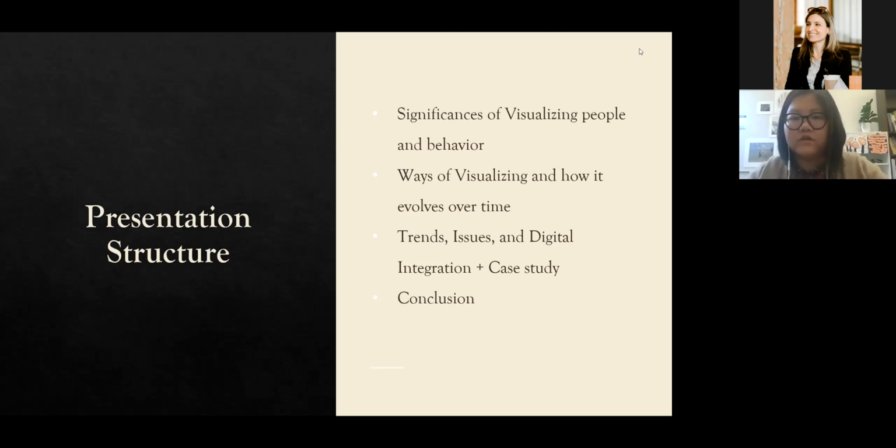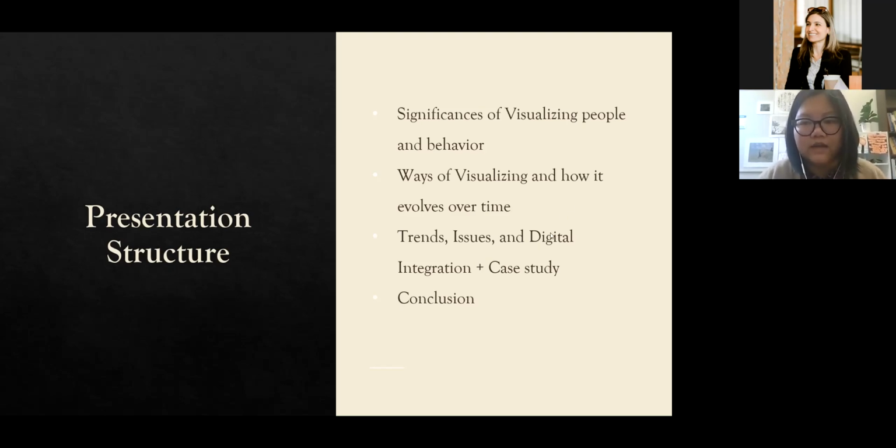So today we're going to talk about how to visualize people. We're going to introduce different ways of visualizing and how it evolved over time, where it began from, and how we are using it now in landscape architecture. Then we're going to talk about the trends, issues, and digital integration. Then I'll present one case study that I did in California, integrating some very cutting edge technology and how we can use that to encourage community participation, and then a conclusion.